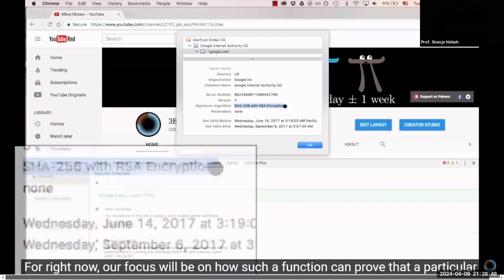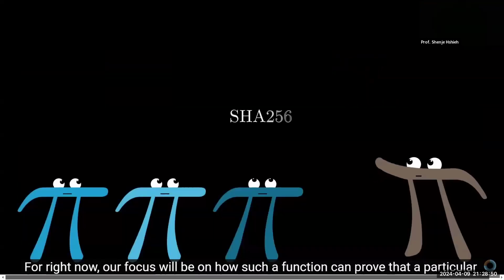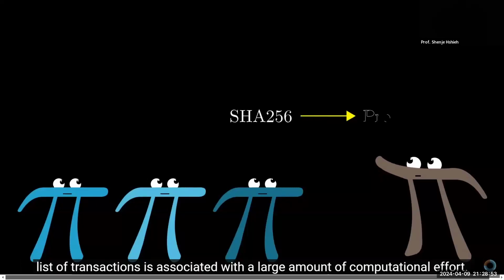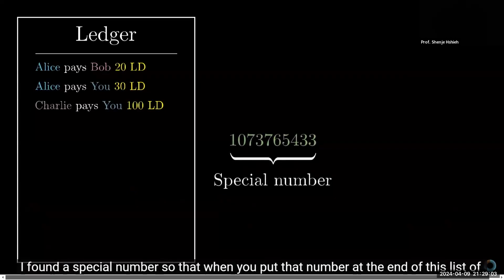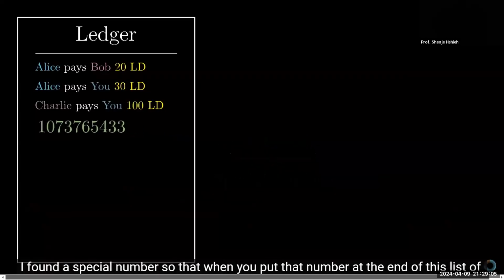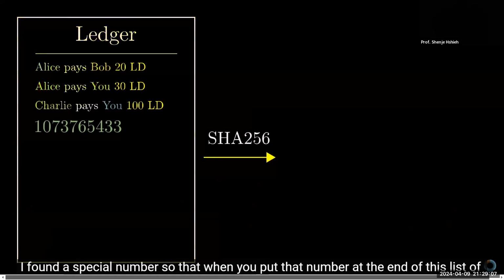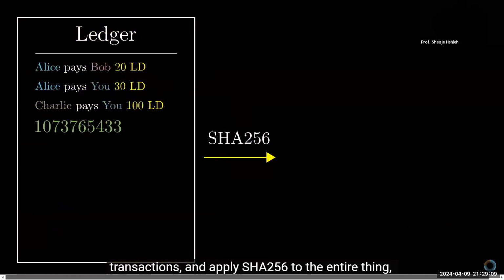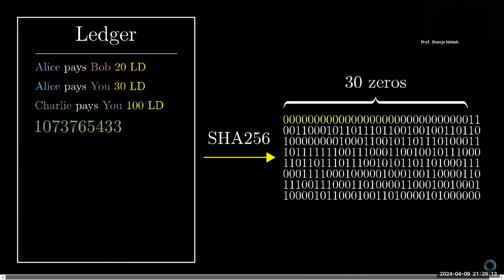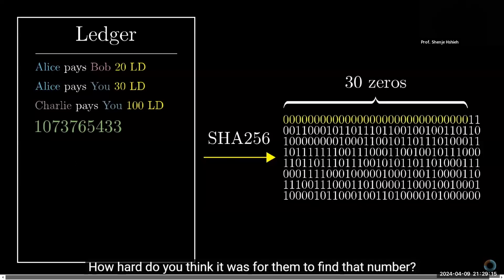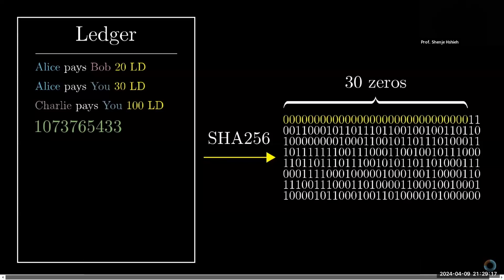For right now, our focus will just be on how such a function can prove that a particular list of transactions is associated with a large amount of computational effort. Imagine someone shows you a list of transactions, and they say, hey, I found a special number, so that when you put that number at the end of this list of transactions and apply SHA-256 to the entire thing, the first 30 bits of that output are all zeros. How hard do you think it was for them to find that number?